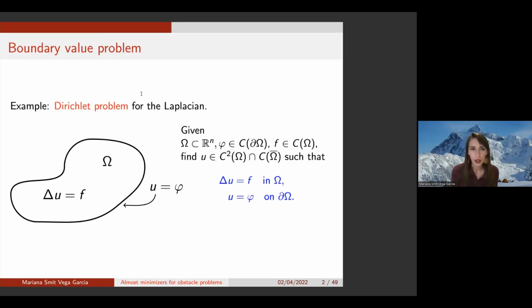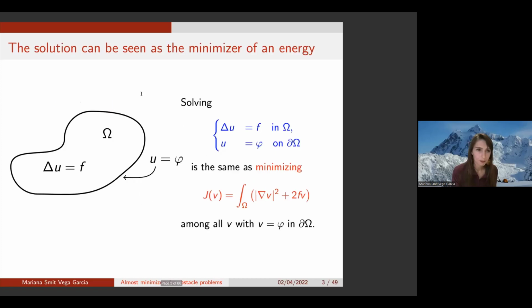Okay, so let's start with our beloved boundary value problem. Let's say the Dirichlet problem for the Laplacian, an operator that I'm sure all of us know and love. So we have a domain Omega in R^n. Let's say we have a function phi continuous on the boundary, that is our boundary data. And let's say I have a function f in some nice space, which is going to be the right-hand side of my PDE. And I want to find a function with some regularity in such a way that this function satisfies a PDE inside of the region and has the boundary data phi on the boundary of this domain. That's a boundary value problem.